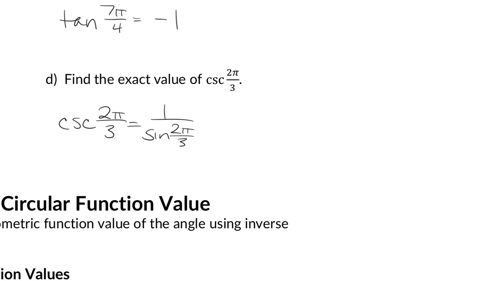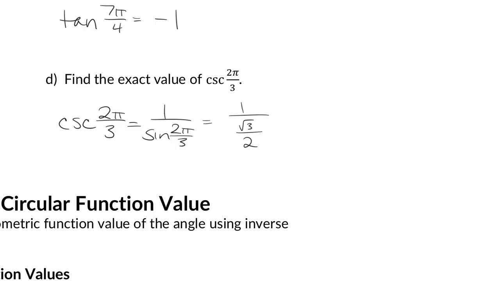We look on our unit circle for 2 pi over 3. I've located it. It is a green line in quadrant 2. What is the sine value of that coordinate point? Square root 3 over 2. So I have 1 over square root 3 over 2. We reviewed our fraction rules earlier. What's the rule for dividing a fraction?